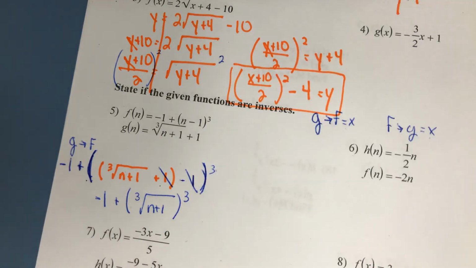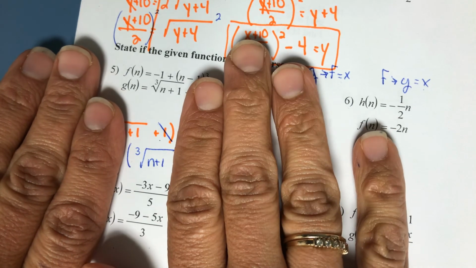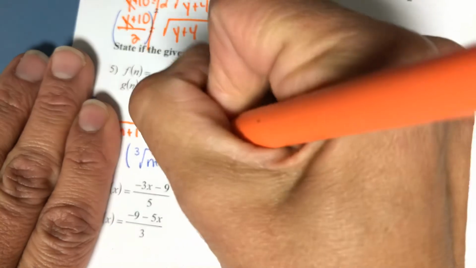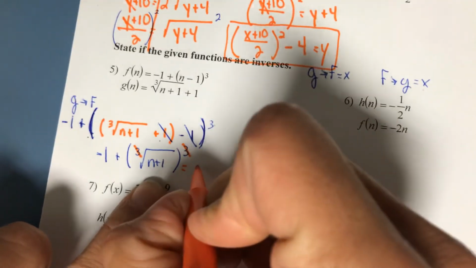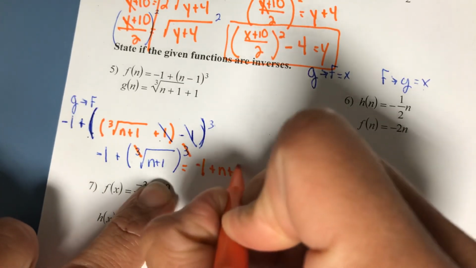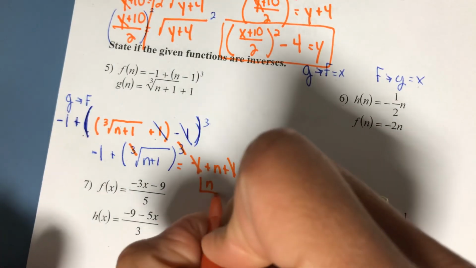So after parentheses, I still have these parentheses, so I can't do anything there. But after parentheses, I have exponents. And as it turns out, this 3 cancels out this 3. So now I'm left with the -1 here, plus n plus 1. And now these 1s will cancel out, and I'm just left with n.